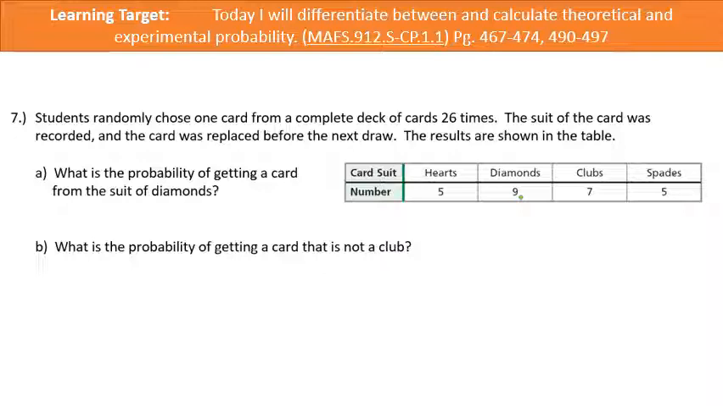and it is. All right, so what's the probability of getting a card from the suit of diamonds? So let's go find diamonds. Oh, sorry, 26 times. That's the total number of times we drew a card, so that's the denominator. How many times did we get a diamond? 9 times. So that probability is 9 over 26. Done and done.